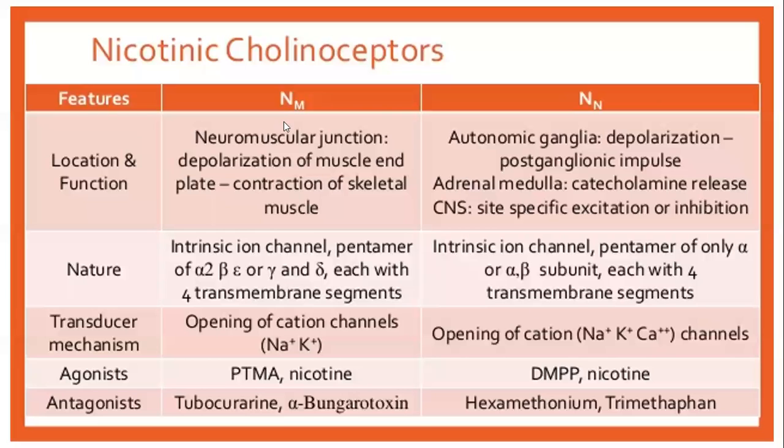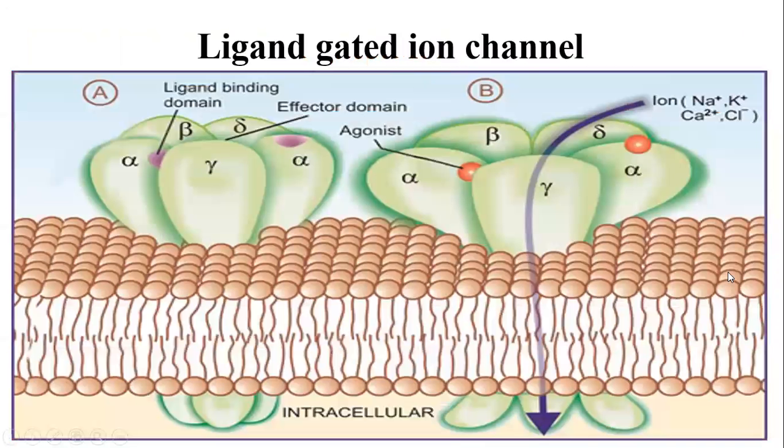So what kind of receptors are nicotinic receptors? All muscarinic receptors, M1, M2, M3, M4, M5, are G protein coupled receptors. But nicotinic receptors are not G protein coupled receptors. They are ligand gated ion channels.